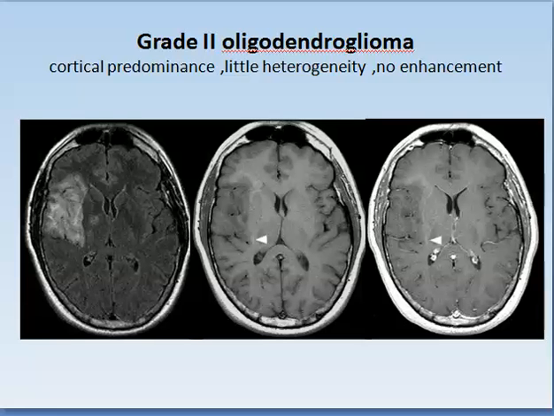The cortex here is prominent with obliteration of the Sylvian fissure at this region. There is no enhancement. Compare this one and this one, there is no enhancement, and multiple hypointense foci are seen within, denoting calcifications.